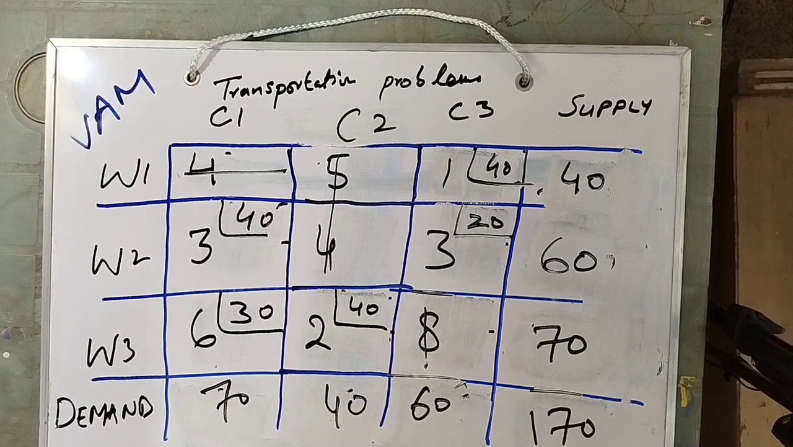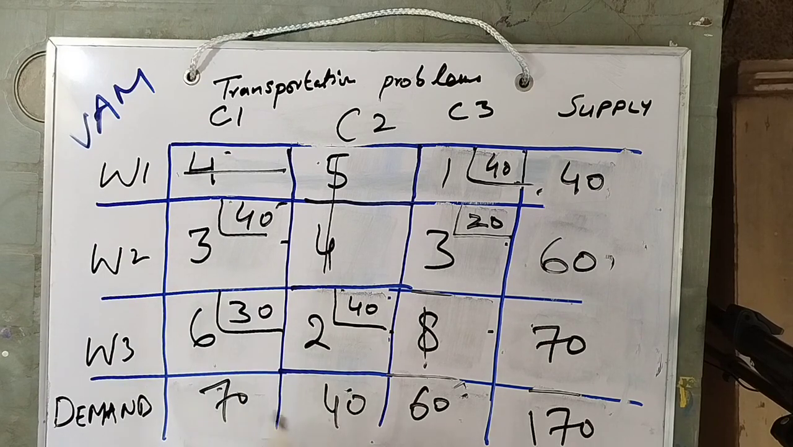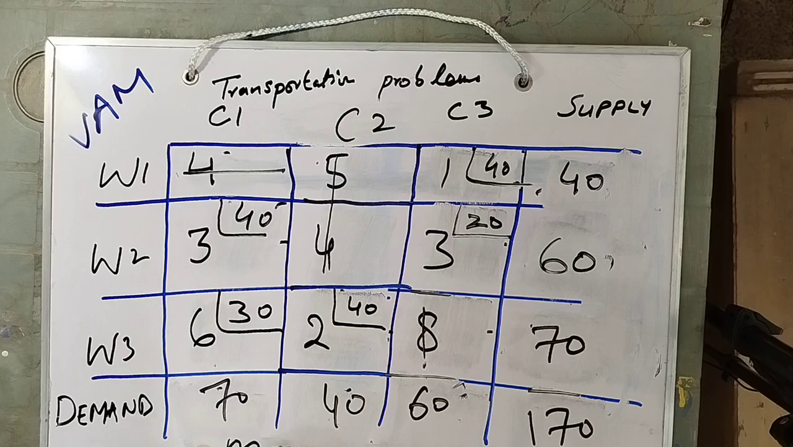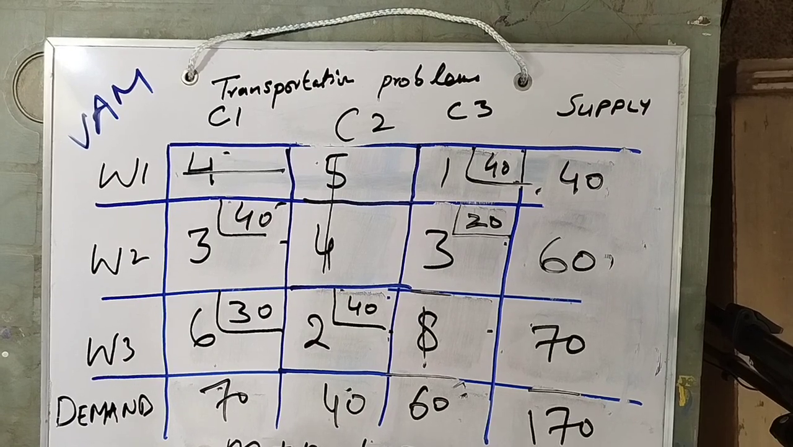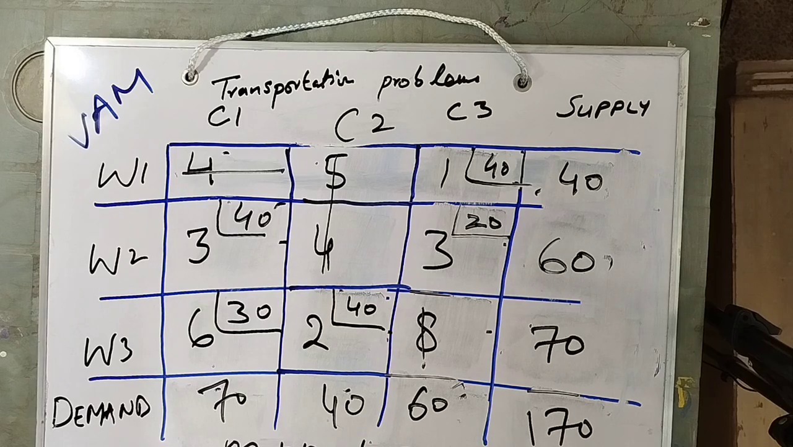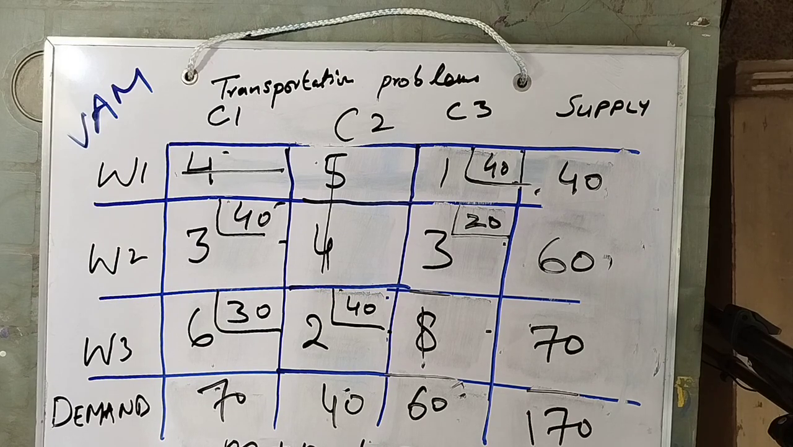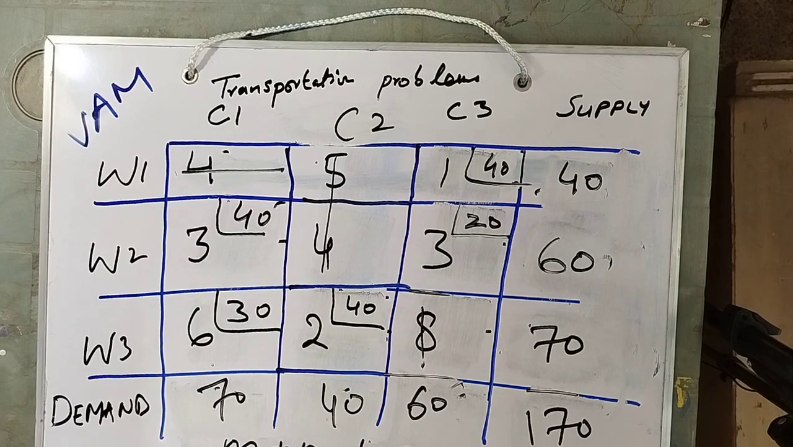So you see that 1, 2, 3, 4, 5 cells are allocated, and we need to see that m plus n minus 1. M is 3, n is 3, minus 1. So you see that the 5 cells are allocated. Now we may apply the stepping stone method on this initial basic feasible solution to find the optimum solution.